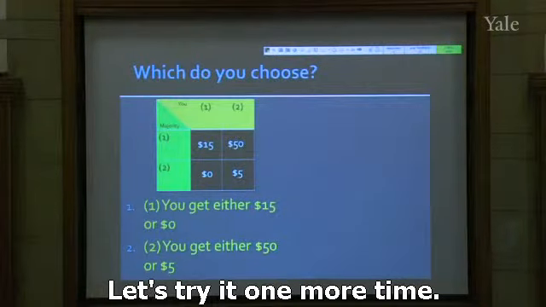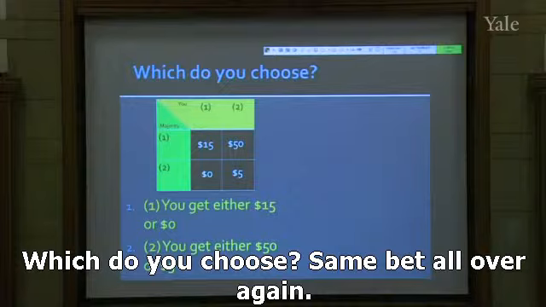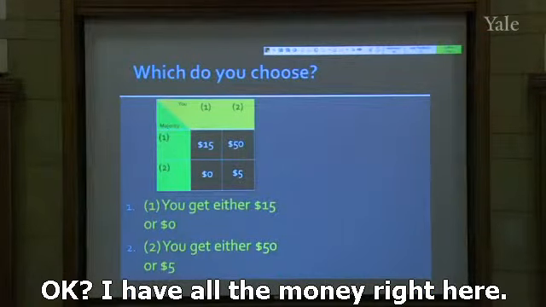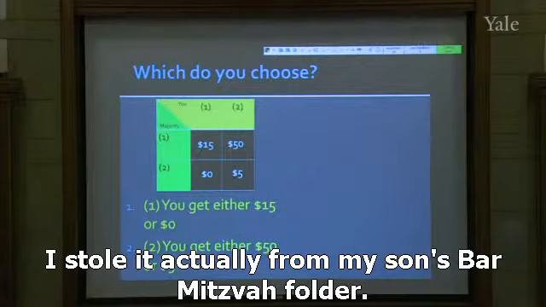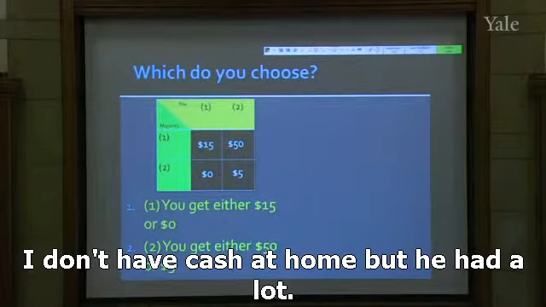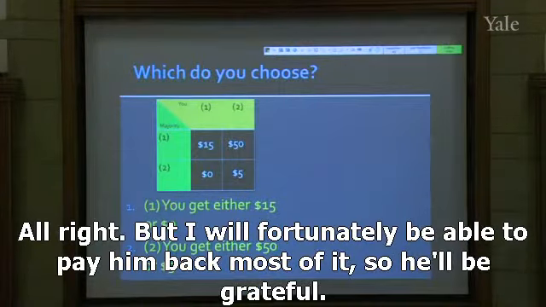Let's try it one more time. Which do you choose? Same bet all over again. Okay? I have all the money right here. I stole it actually from my son's bar mitzvah folder. I don't have cash at home, but he had a lot. All right, but I will fortunately be able to pay him back most of it, so he'll be grateful.